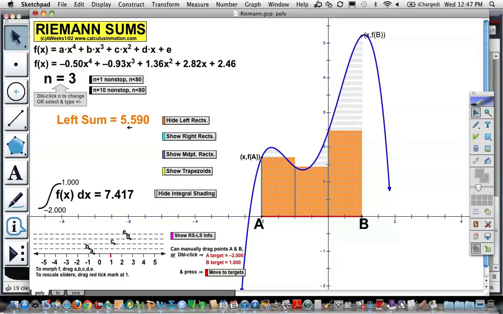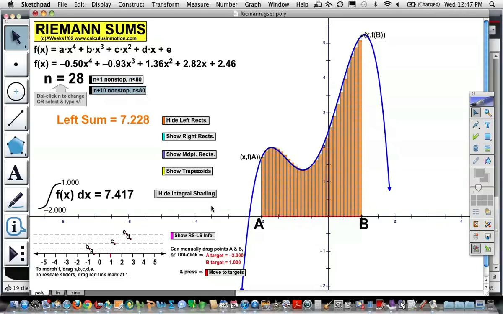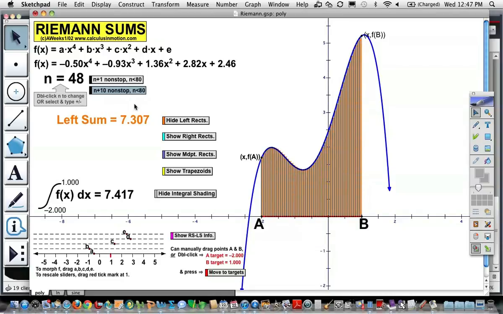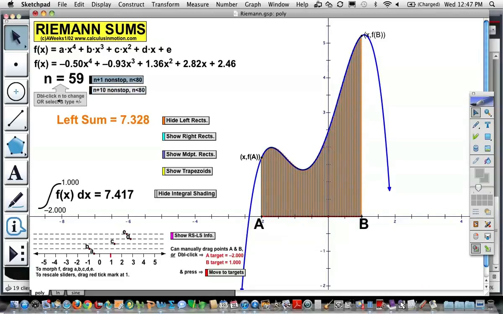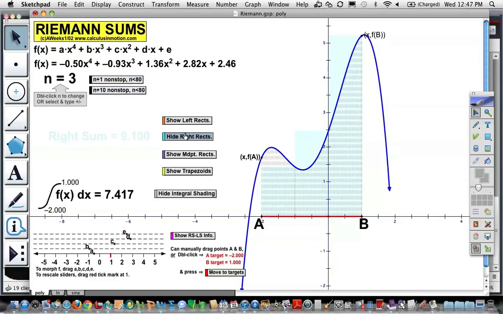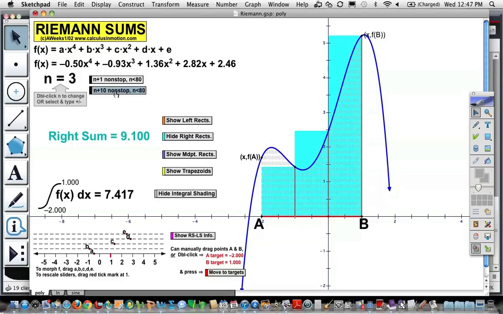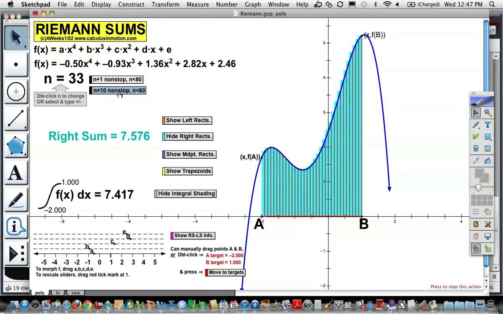All right, so here's 3 left rectangles. If we keep going, there's 4, 5, 6, right? We keep getting more and more. We can go up by tens, and clearly we can see we get a lot of rectangles. Okay, stop going. There we go. All right, so those are lefts. Here would be rights. Those are both over, but if you keep doing more and more, some are over, some are under. Here would be some midpoints.